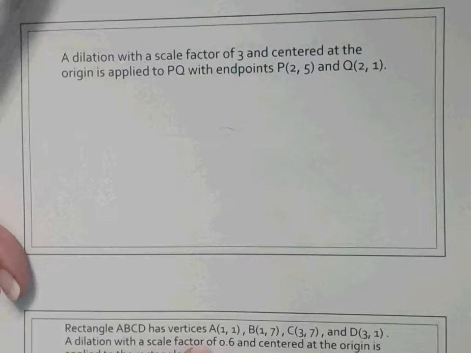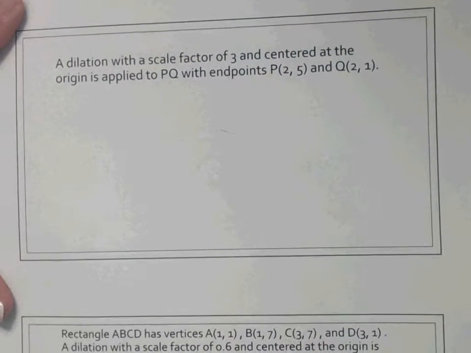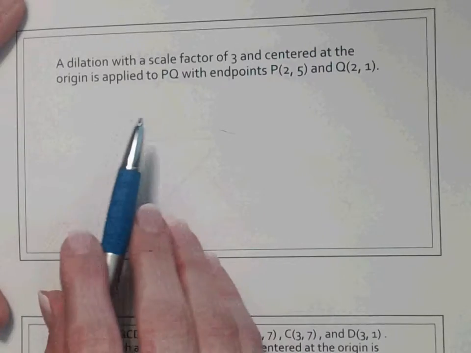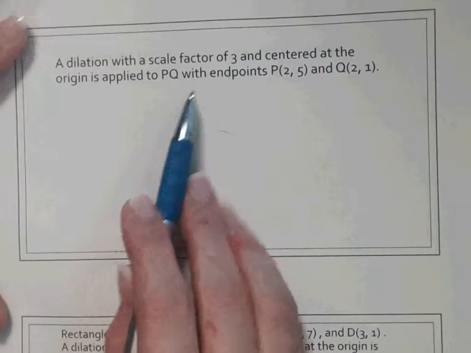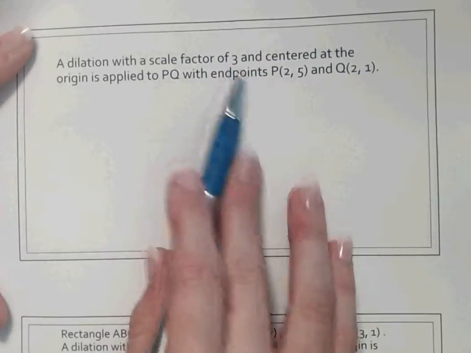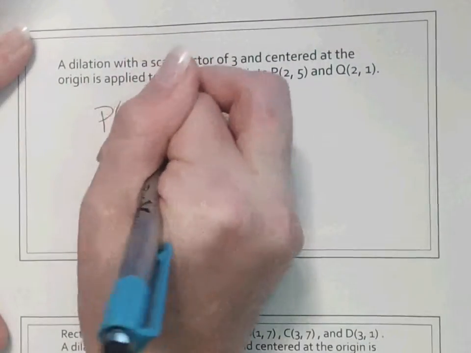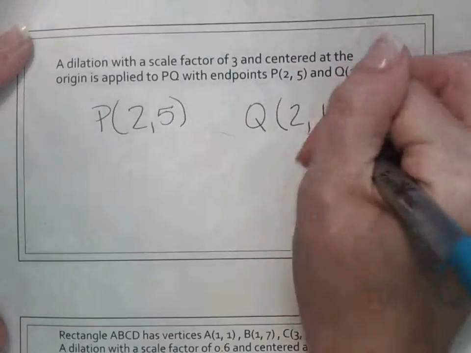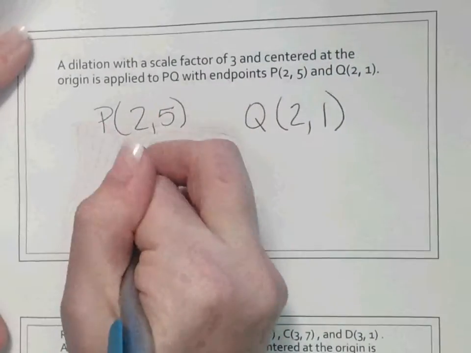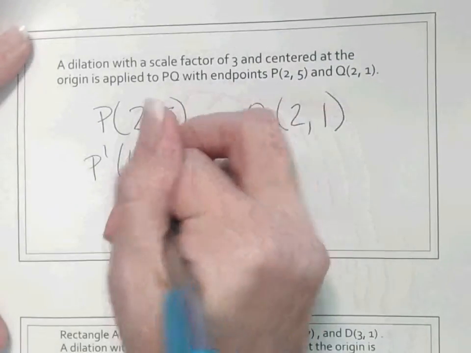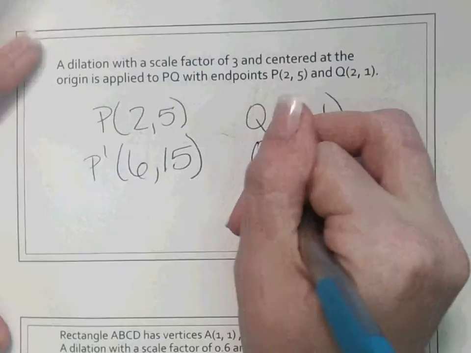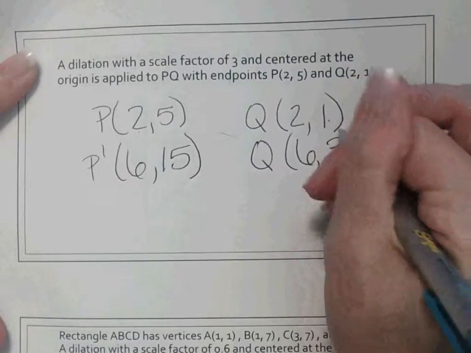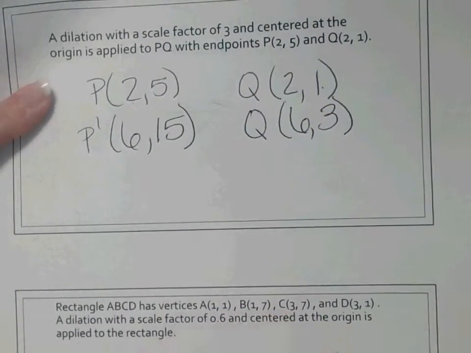Okay, a dilation with a scale factor of 3 centered at the origin is applied to PQ with the endpoints P (2, 5) and Q (2, 1). So what I'm going to do is just multiply each point by 3. 2 times 3 gives me 6, and 5 times 3 gives me 15. 2 times 3 gives me 6, and 1 times 3 gives me 3. Okay, so I'm done there. Oh, Q prime.